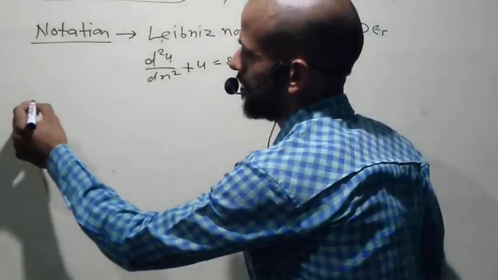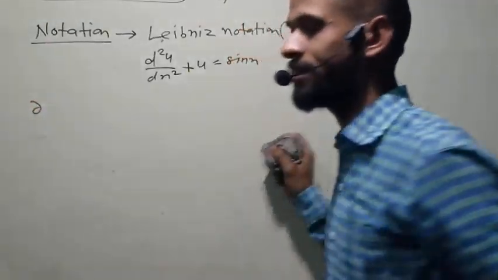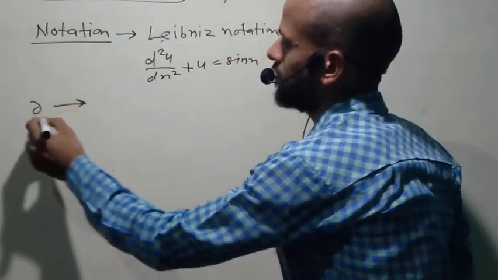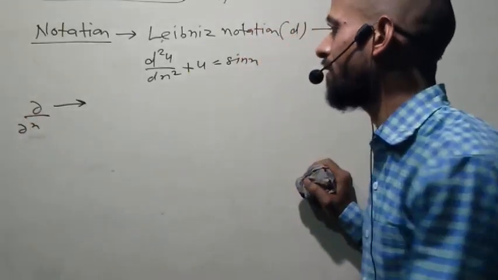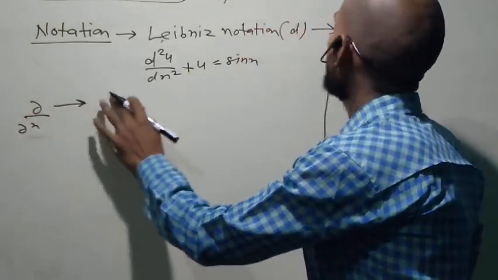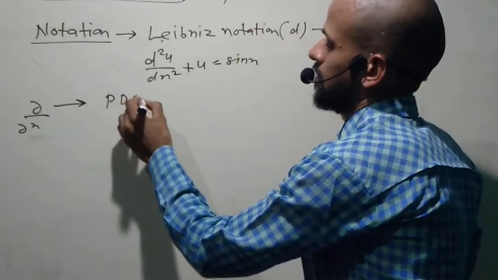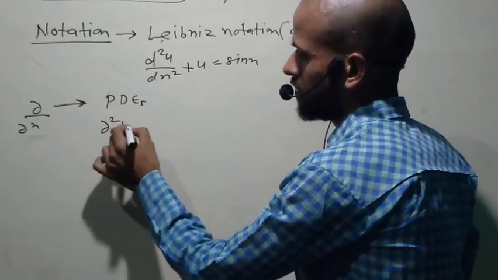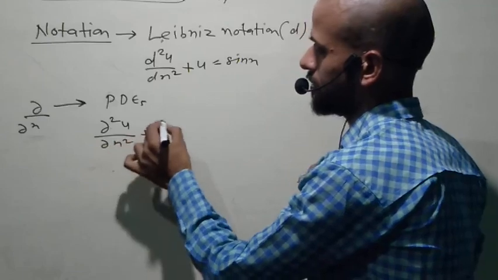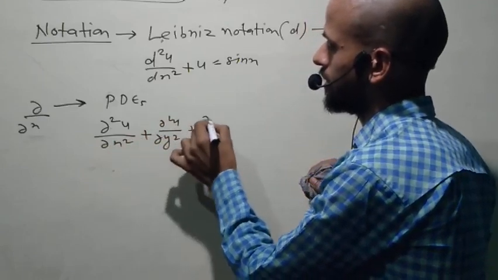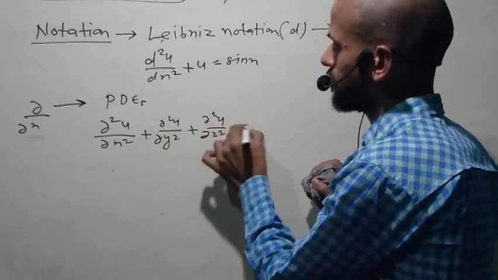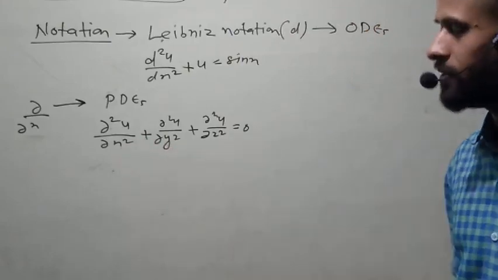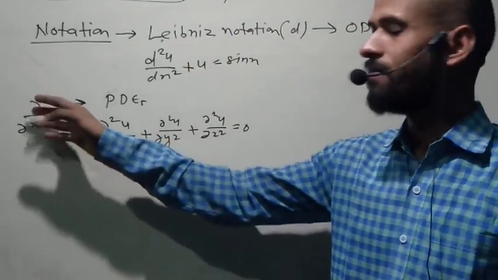Another notation is del, sometimes called delta, for partial differential equation. This is del x, any independent variable, for partial differential equation. For example, del 2u upon del x square plus del 2u by del y square plus del 2u by del z square is equal to 0. This is a partial differential equation, depends on three variables x, y and z. So this equation is written in the form of del.